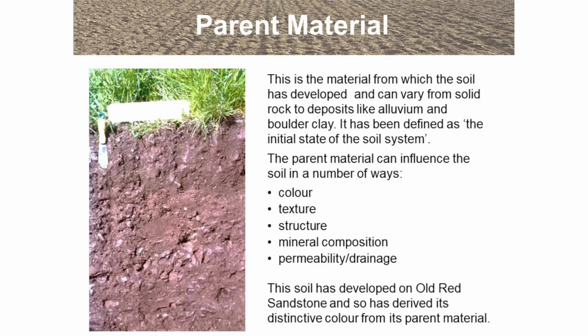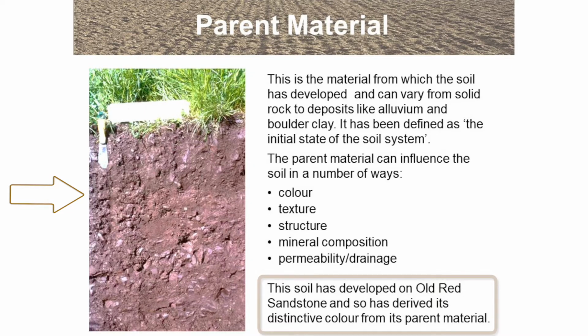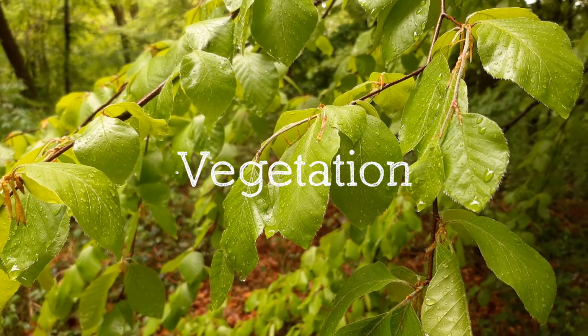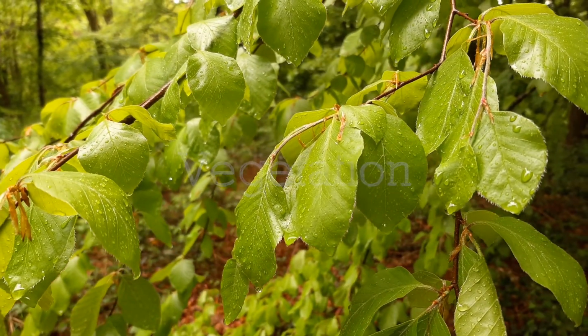The soil structure refers to the arrangement of the soil particles. Basically, it's the soil's architecture. This soil in the picture has developed on an old red sandstone and so has derived its distinctive red colour from its parent material. It is also likely to be a sandy textured soil due to characteristics of its parent material. Higher plants, the vegetation, influence the soil in many ways.